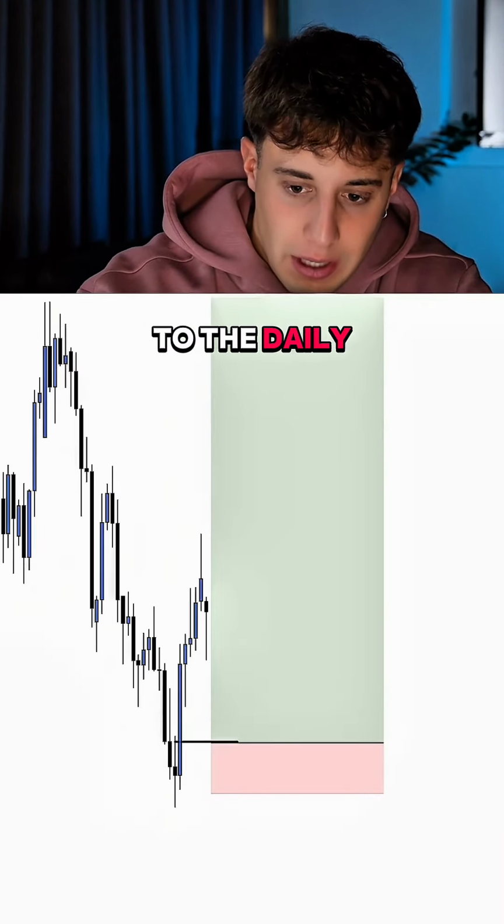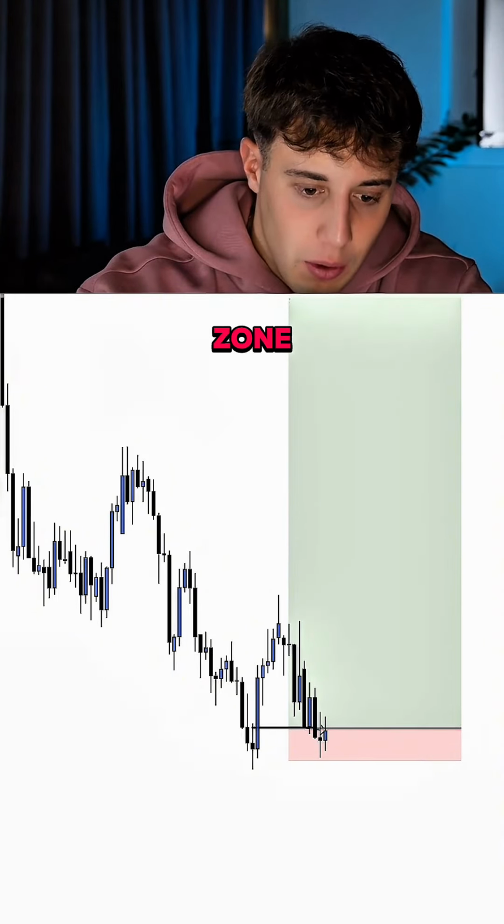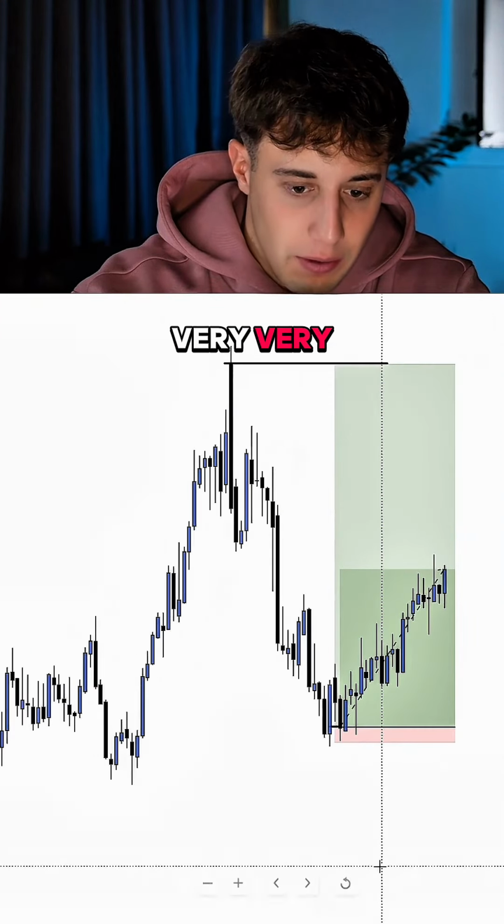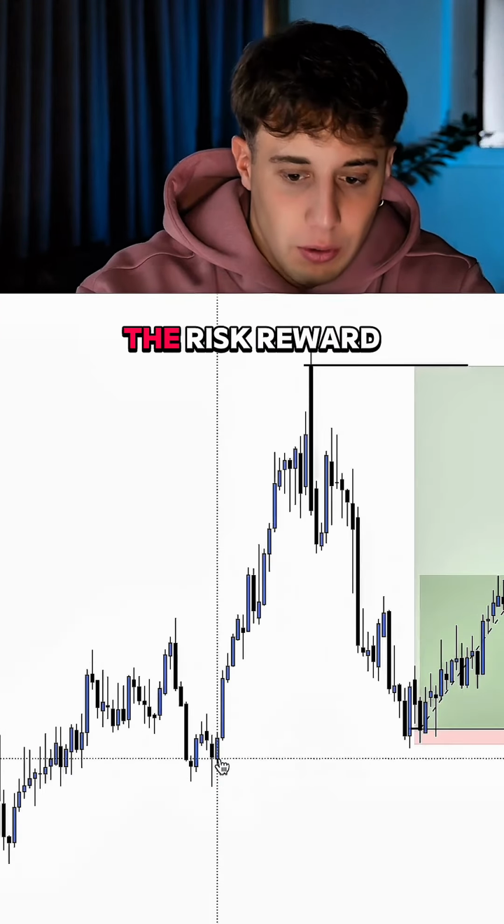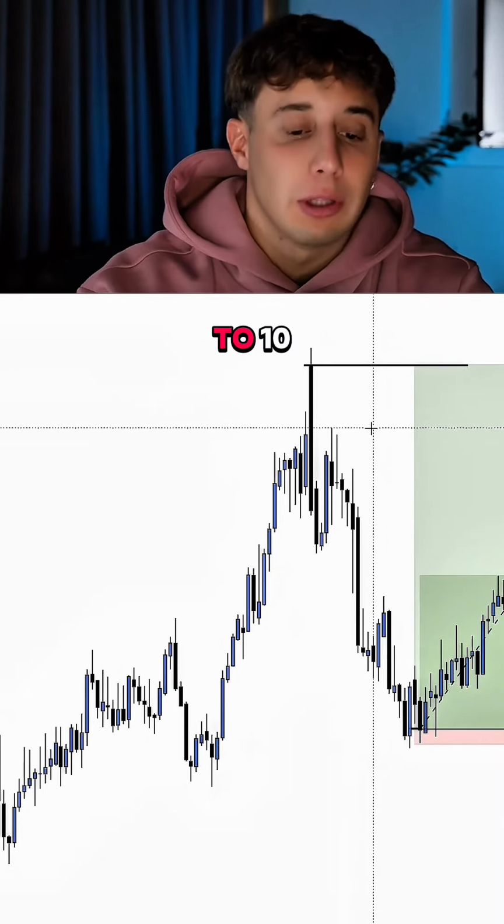Now, let's go to the daily chart and let the entry play out a bit. We see how the market comes back into the zone. It doesn't hit our stop because we've placed it well, and it reacts very, very well. At this point, the risk-reward would already be quite significant. Right now, it would already be a 1 to 10.